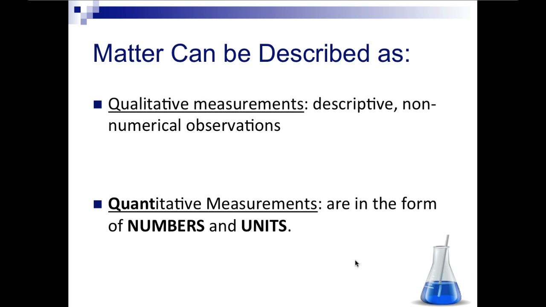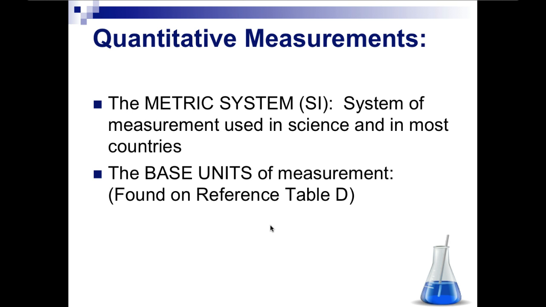Matter can be described as two different kinds of measurements. One measurement is qualitative. A qualitative measurement is a measurement that is descriptive. It doesn't have any numbers associated with it. Quantitative, on the other hand, has numbers or units that are associated with it. So think about this. When we look at quantitative, you look and you think quantity. That has to deal with numbers and units.